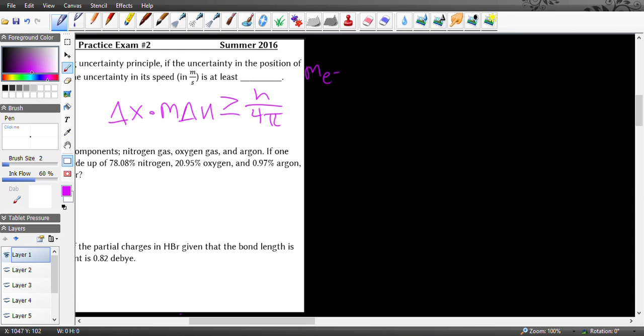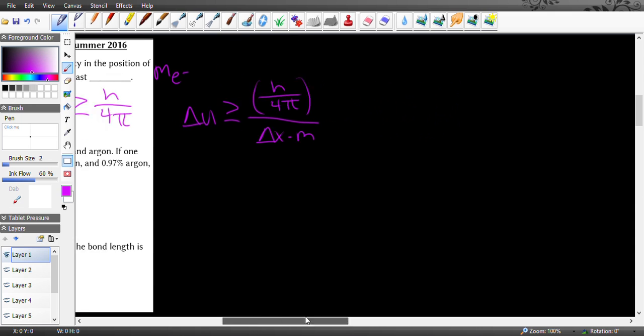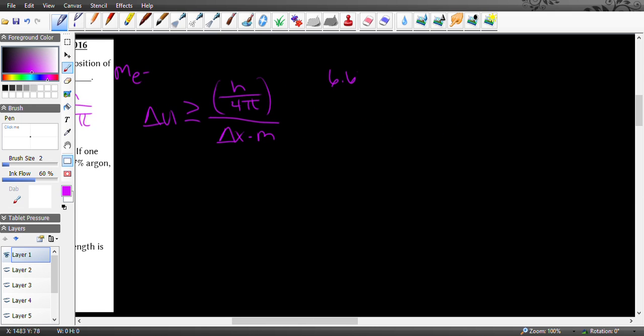Or let's solve for delta u, which is what we're trying to solve for because of the velocity. So doing some rearranging, I'm going to divide by delta x m, and I'll get delta u is greater than or equal to h over 4 pi over delta x times m. So h, as we know, is 6.626 times 10 to the negative 34.